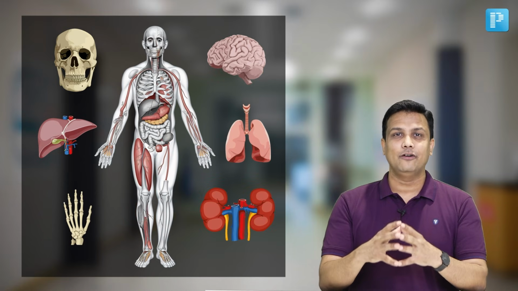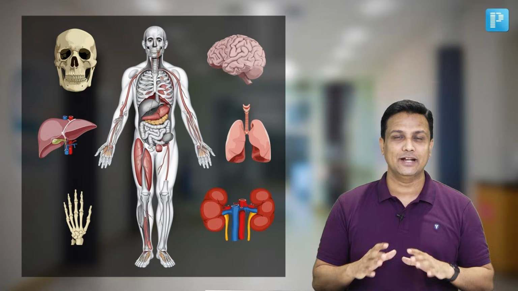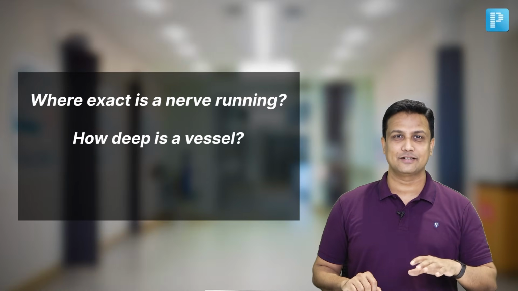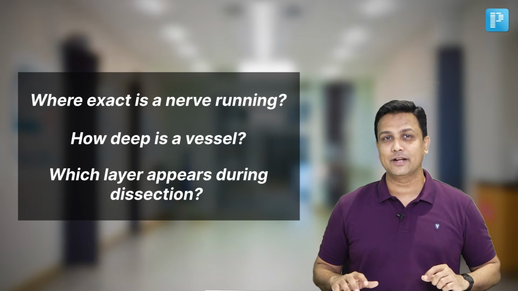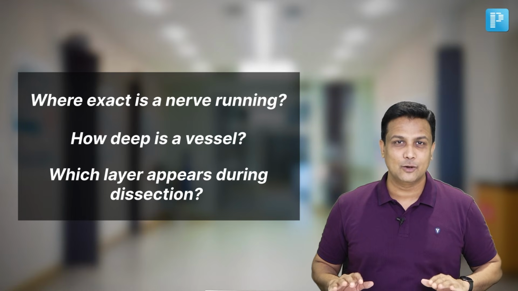When you study anatomy only from 2D diagrams, you often struggle to understand how the structures actually relate to each other in real life. Where exactly is the nerve running? How deep is the vessel? Which layer appears first during dissection? These are all questions that textbooks alone cannot answer.